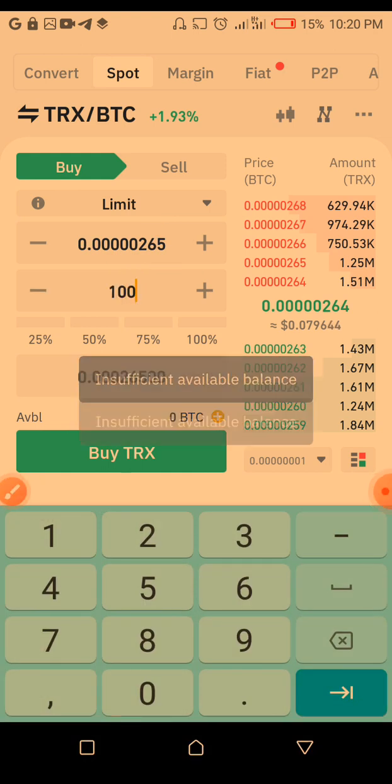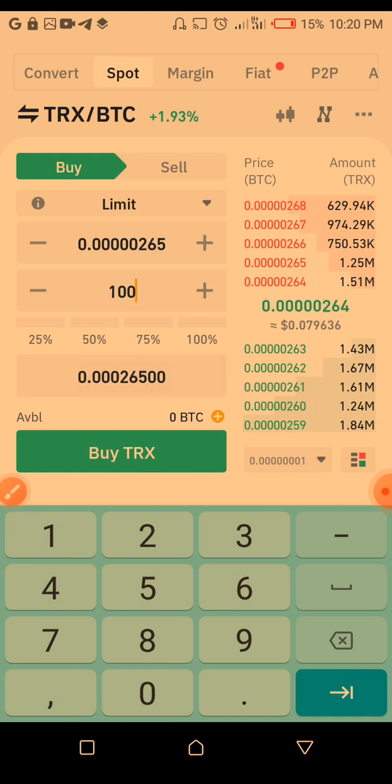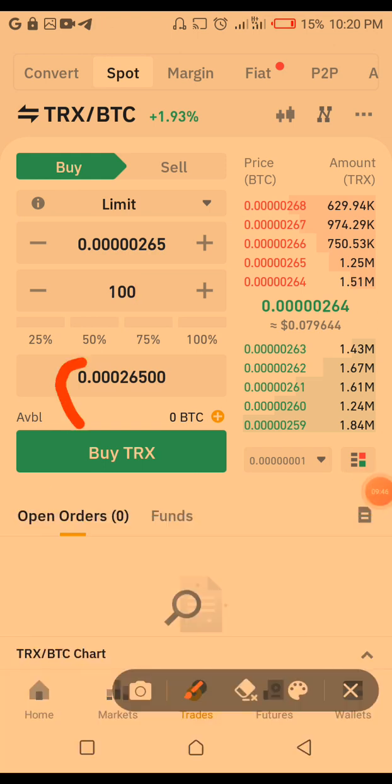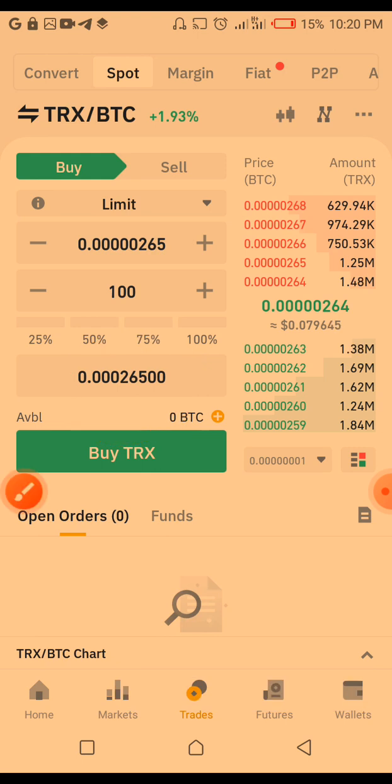Whenever 1 TRS is equal to 0.0265, which is the price on the market, we are going to buy 100 TRS using this amount of BTC. And remember, like I said, you must have that coin, that BTC, before you can use it to buy TRS, or you can have TRS before you can sell it to BTC. So that is it.